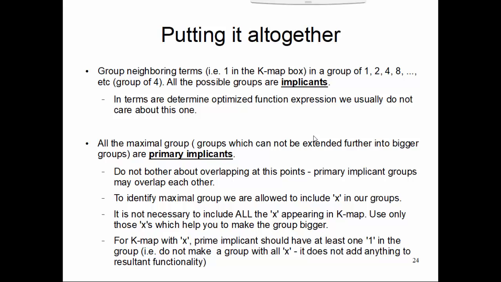Now the next point: for a K-map with X, a prime implicant should have at least one 1 in that group. That is, you do not make a group with all X's. It doesn't make sense. So don't make a group of all X's. You have to have at least one 1 inside a group. Like in a group of 4, there can be one 1 and the rest 3 are X, fine. But all of them being X is not fine. It's not needed.